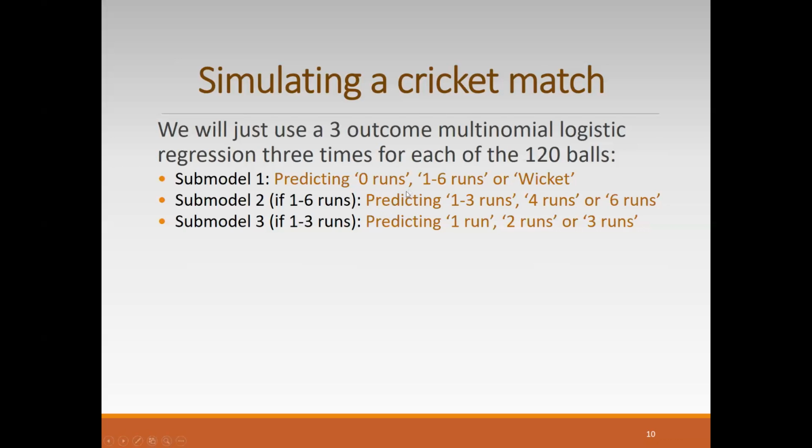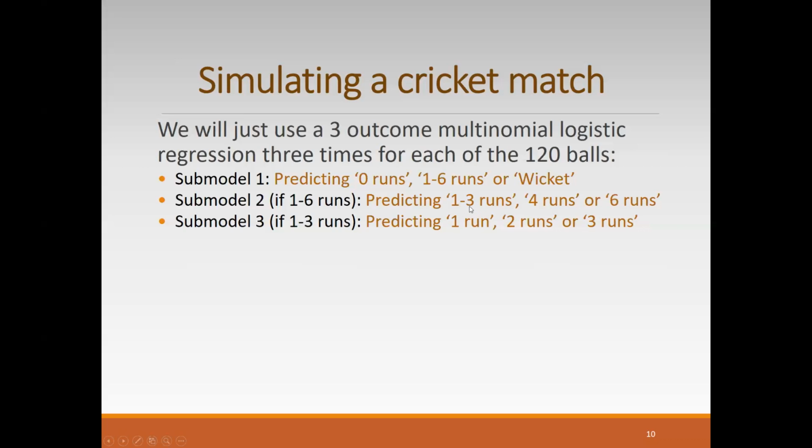You only go to the second submodel if you need to, if you've selected the second outcome, 1 to 6 runs. And here we predict 1 to 3 runs, 4 runs, or 6 runs. Now, I should just clarify that 4 runs and 6 runs are what you get if you hit a boundary around the outside of the cricket field. There's a boundary rope, and if you hit a ball and it reaches the boundary, then you get 4 runs automatically, even if you don't actually run 4 runs. Your 4 just gets added to your total as a batsman. You get 6 runs if you clear the boundary rope and it doesn't touch the ground before it reaches it.